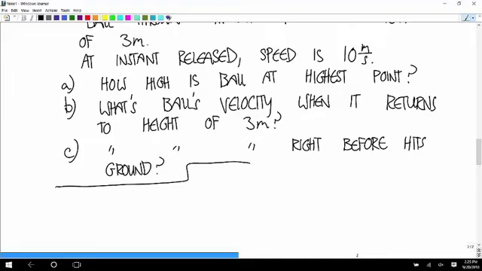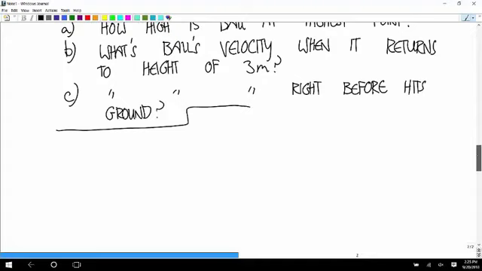Okay, so the first one we want to solve is just we want to figure out how high the ball goes. So first, for part A, we need to make those 4 choices. What's going to be our time equals 0? What's going to be our time final? Our position equals 0, and our positive direction.